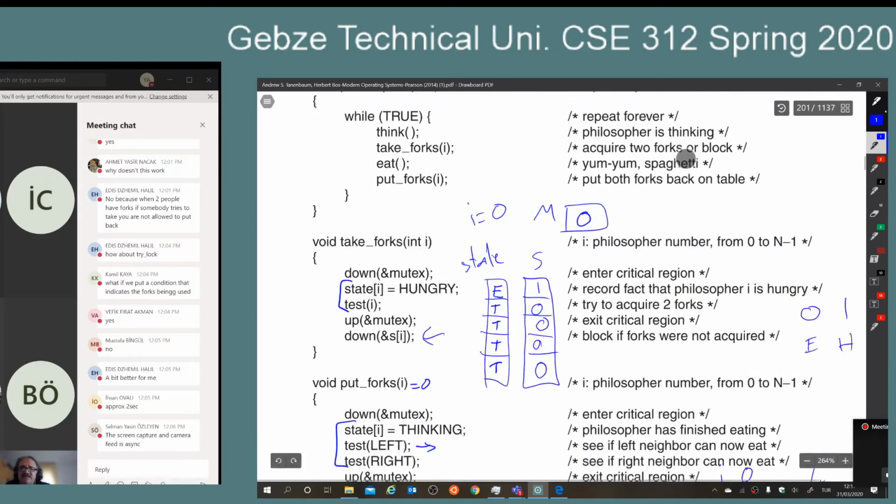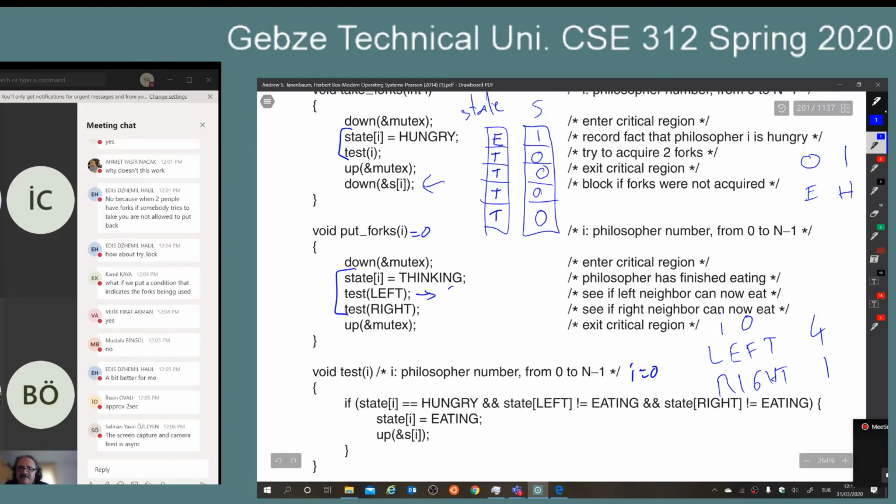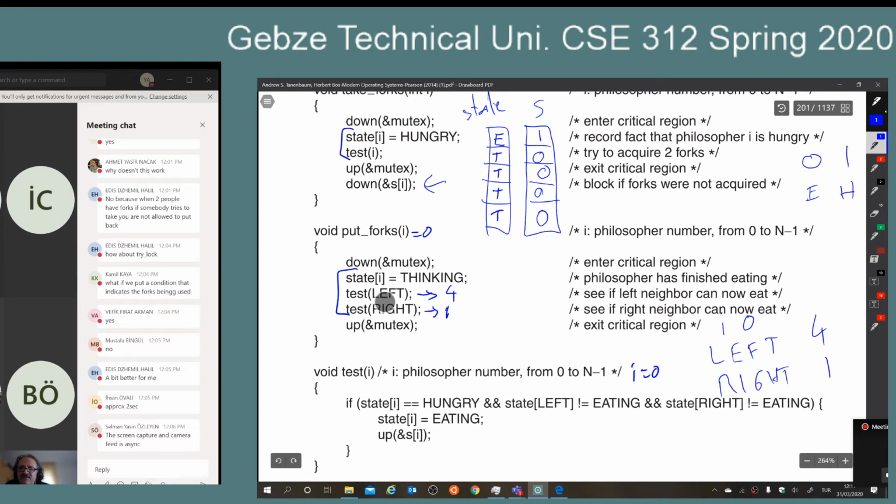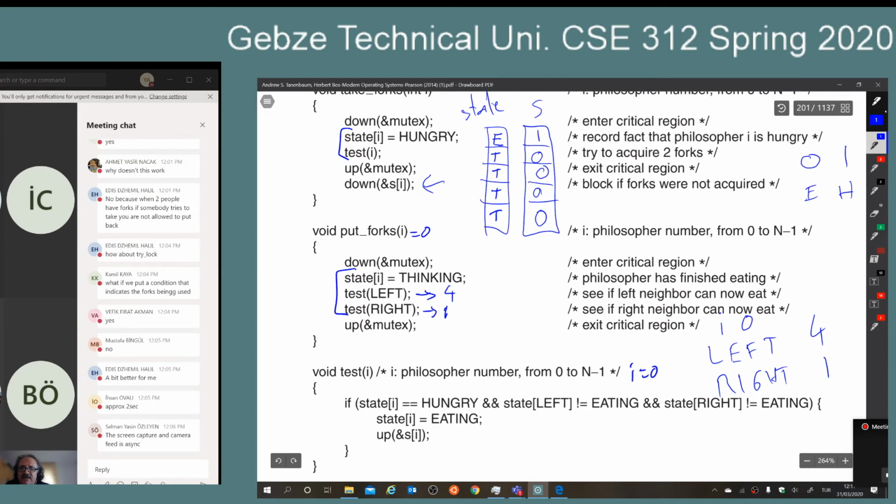Minus 1. Left is 5, right? Right is 1. No, 5, and no, this is 4. I start from 0: 0, 1, 2, 3, 4. Okay, I start not from 1. Philosopher number 0, 1, 2, 3, and 4. Okay, there is no 5. So I will call this left test with 4 and 1.